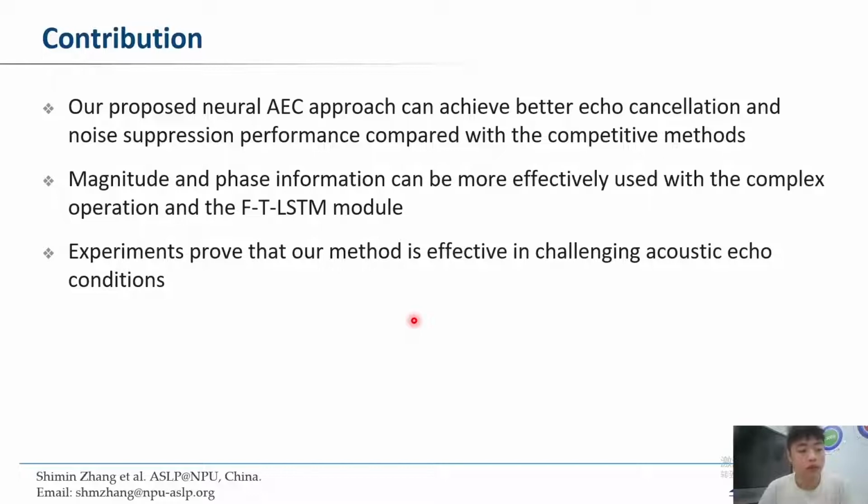Our proposed neural AEC approach, with a smaller number of parameters and a lower runtime delay, can achieve better echo cancellation and noise suppression performance compared with competitive methods. Magnitude and phase information can also be effectively used with the complex operation and the F-T-LSTM model. Experiments in double talk scenarios, background noise situations, and real recordings were also reported, proving that our method is effective in challenging acoustic echo conditions.